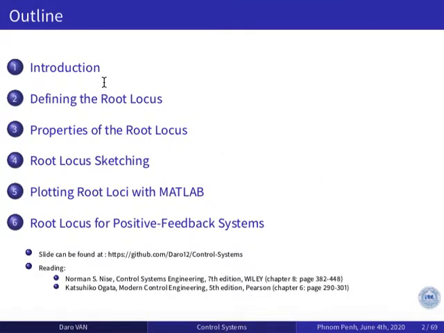We begin with the introductions and then we will define root locus and study its property. We also learn how to sketch the root locus by hand, which is the boring part. And then we'll learn to use MATLAB to plot the root locus, and this makes life a lot easier. Last but not least, we'll discuss the root locus for positive feedback systems.